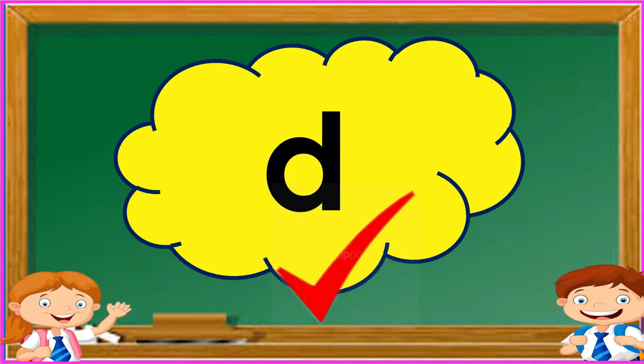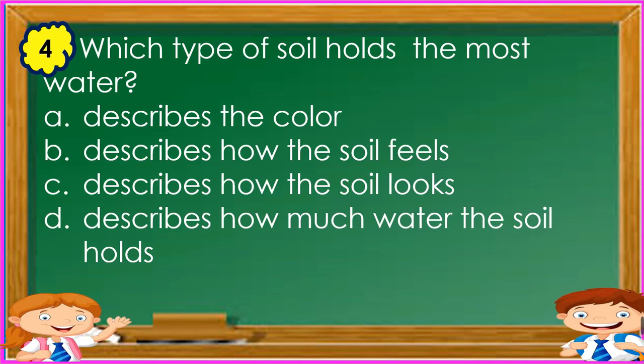Number 4. Which type of soil holds the most water? Letter A, describes the color. Letter B, describes how the soil feels. Letter C, describes how the soil looks. Letter D, describes how much water the soil holds. The correct answer is letter D.